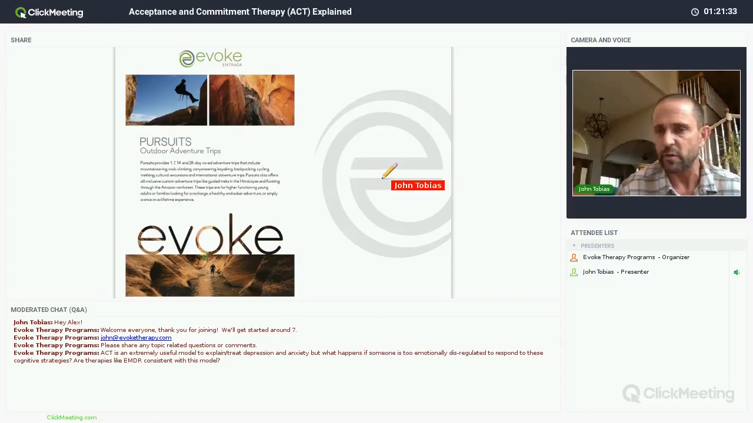We have our Pursuits Outdoor Adventure Trips. These are fantastic. One, seven, and 14-day co-ed adventure trips that include mountaineering, rock climbing, canyoneering. I've heard Brad describe these as maybe Evoke Light. These can be nice recharges for alumni. We can do these as families as well. So get in touch, and we can really work with you and customize one of these Pursuits trips.